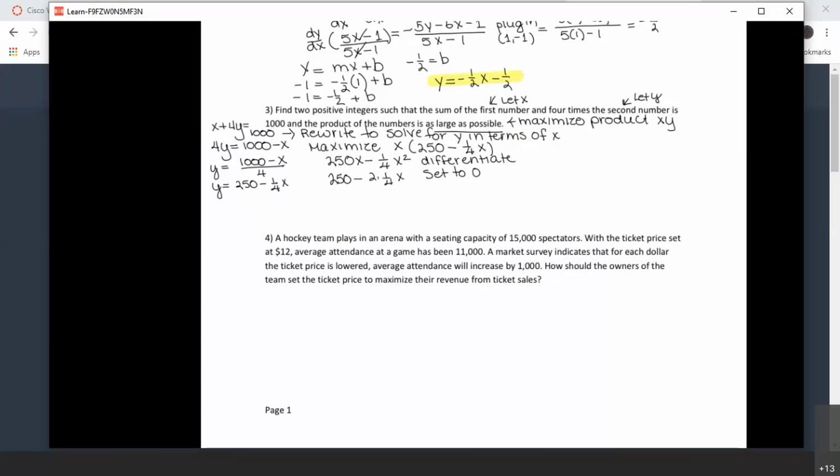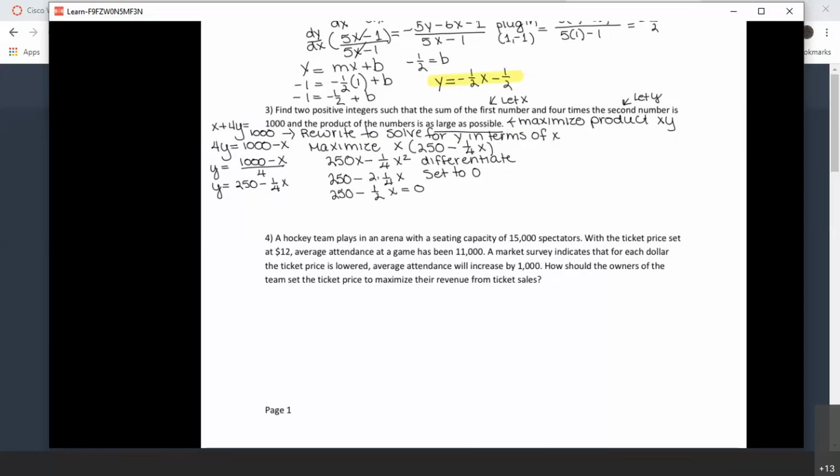You take its derivative, you set it to 0. Again, this is a quadratic. It doesn't have any undefined points in its derivative, so I don't need to worry about where the derivative's undefined. Just set the derivative to 0. So here's what I've got. 2/4 is 1/2 x.